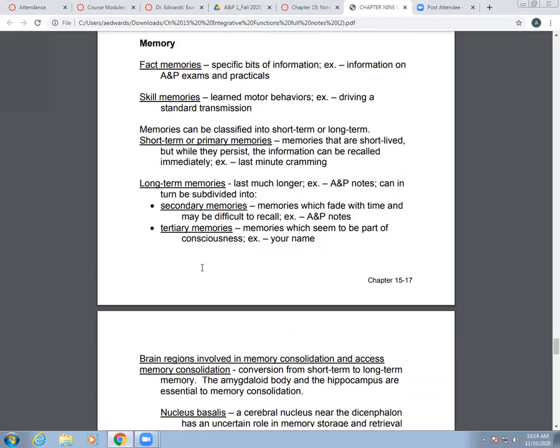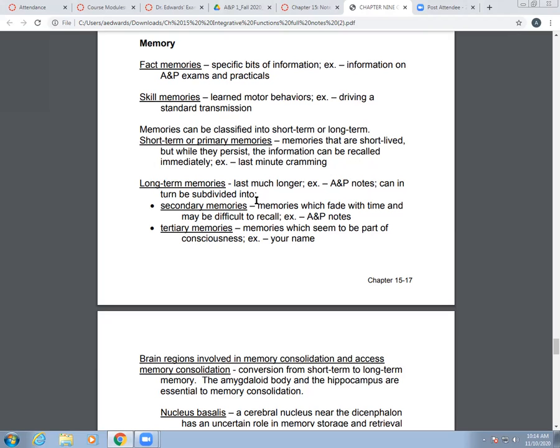Memories could be classified as short-term or long-term. Short-term memories are called primary memories. They're short-lived, but when you have them, you can recall them immediately. So it's like you're cramming for an exam, so you remember it really well that day, and then you forget it after that. Long-term memories are going to last much longer. Okay, so hopefully as you continue to read your notes and read your notes and read your notes, you start committing it to long-term memory.